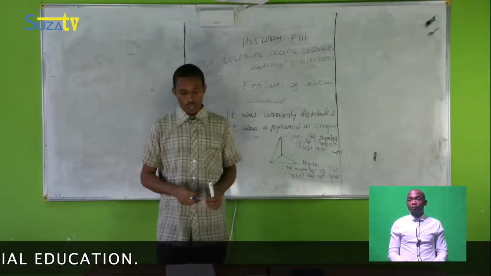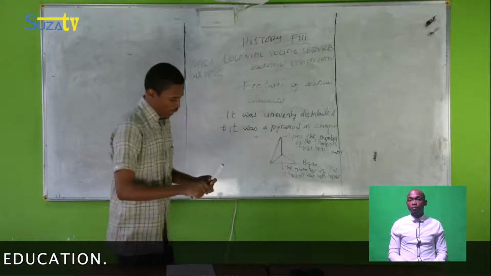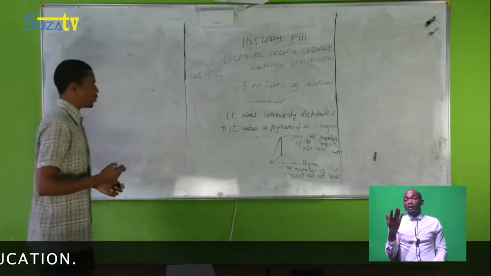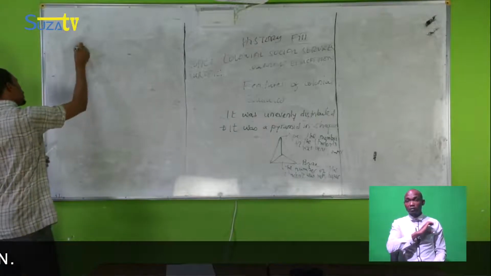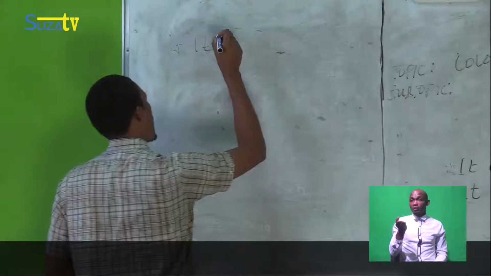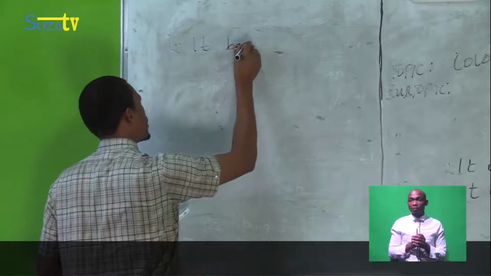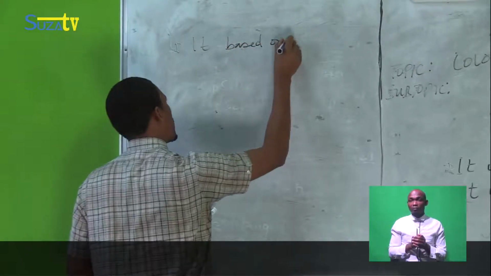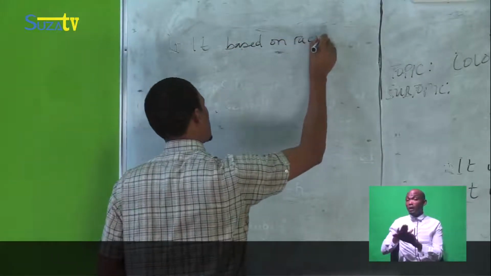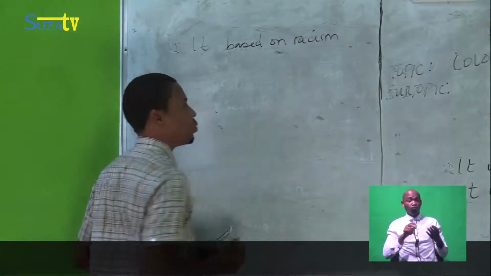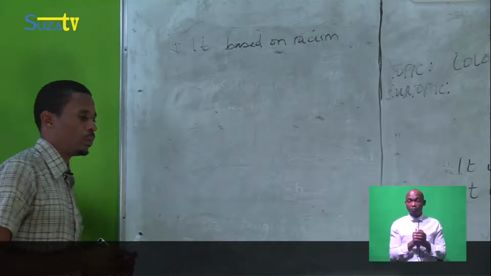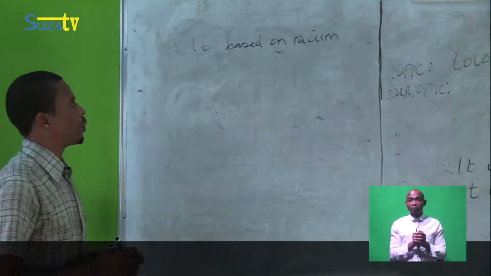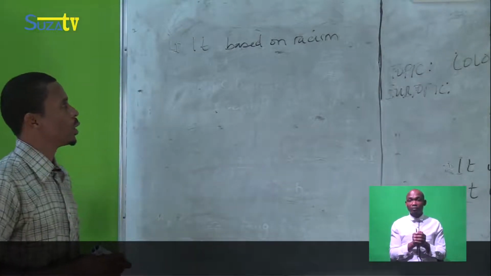Okay? Another characteristic or feature of colonial education: it was based on racism. Based on what? On racism.